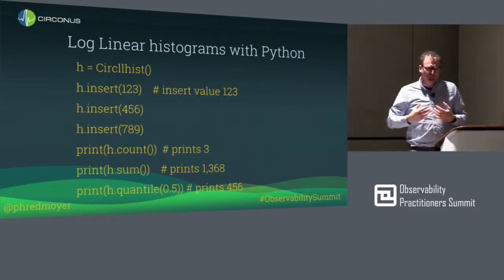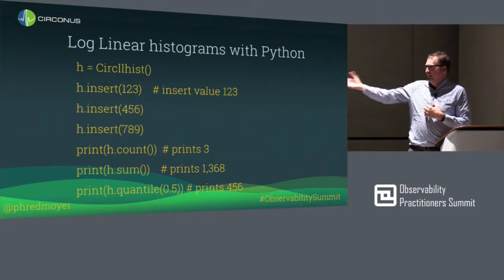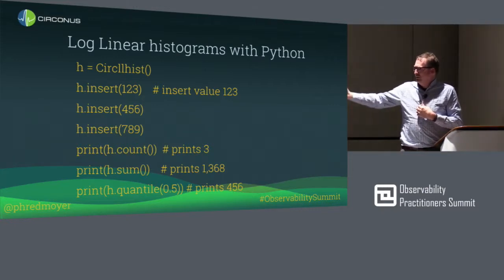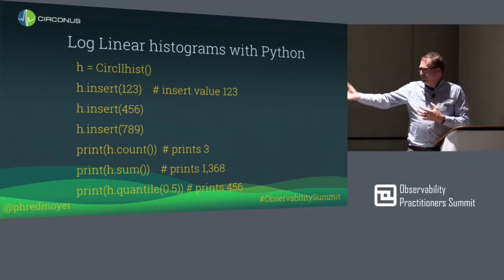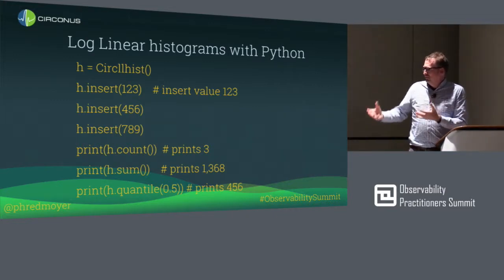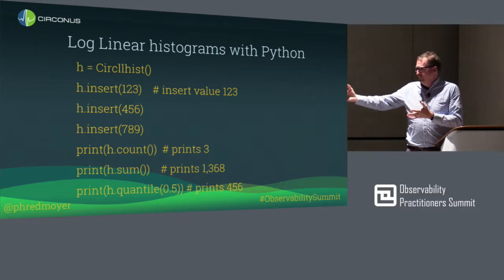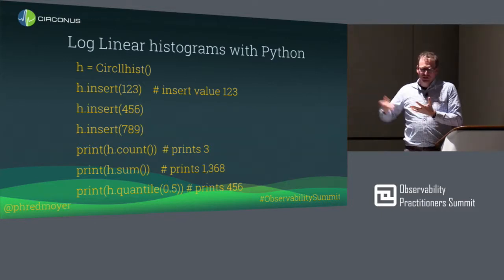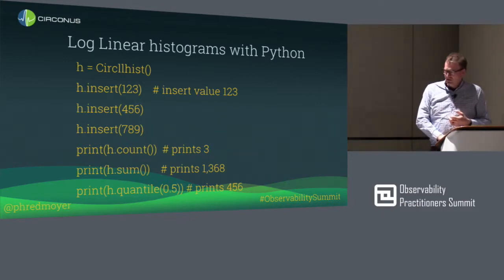But I can write some Python code that looks like this. I can make a new histogram structure. I can insert some values into it. And then I can call simple methods like count, sum, and I can calculate my median just by calling this quantile method. So this is an open source implementation that is pretty easy to get going with.